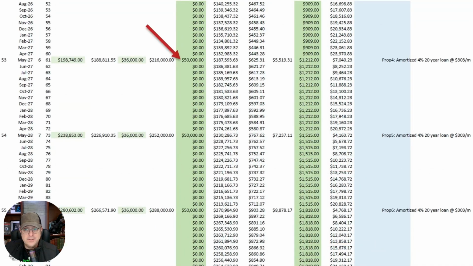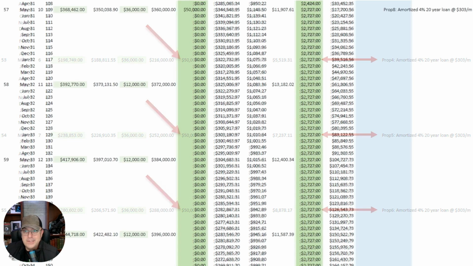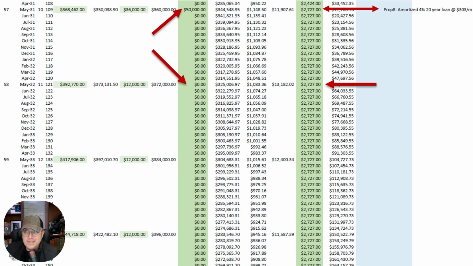Let's go to year 6. Year 6, he put 36 in, he can get 50 out again. He's not skipping years anymore. The compounding growth of the policy is now such that every 36 in, he has more than 50 he can get out. So he bought property number 4 here in year 6, and he is paying himself 4%, 20-year AM loan. And then fast forward, this is year 7, he can do it again. Year 8, he can do it again. Year 9, you can do it again. Year 10, you can do it again. You understand what's going on?